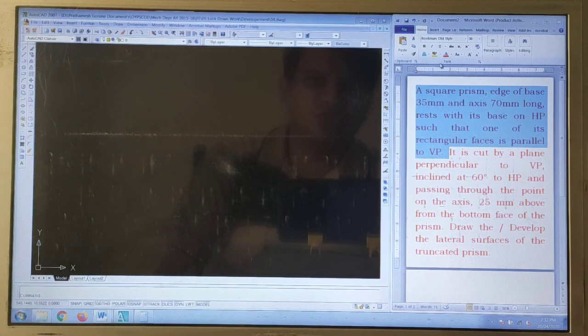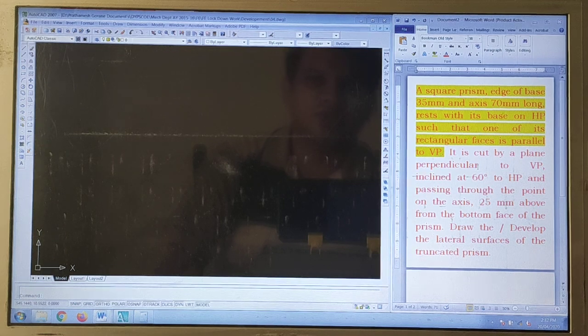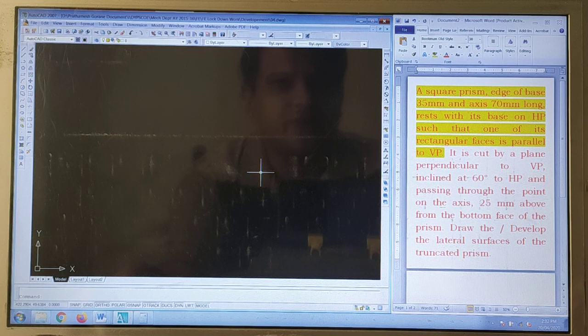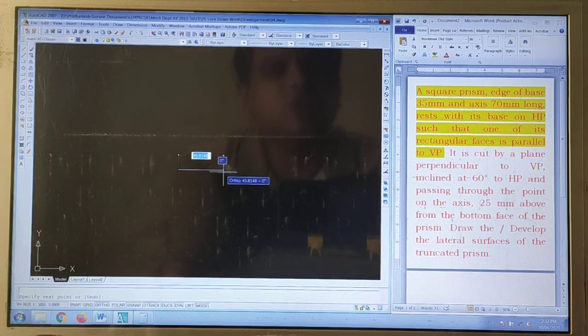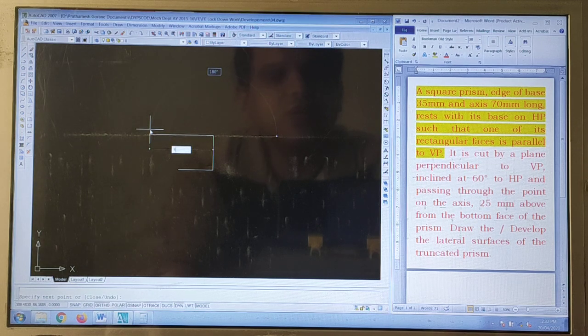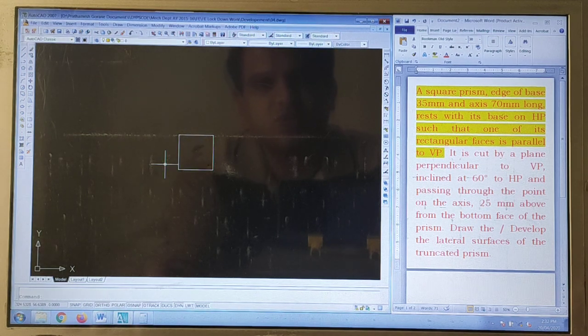Now this is what we are going to draw. The lateral part we are going to draw in the next lecture. For drawing this square, we should draw a line of 35 mm, then a line of 35, and close. Here one of the rectangular planes is perpendicular to VP, so whatever initial position we have drawn is correct.